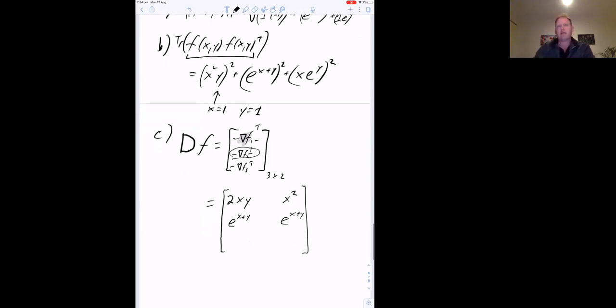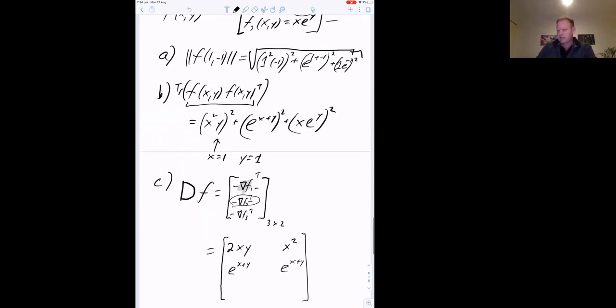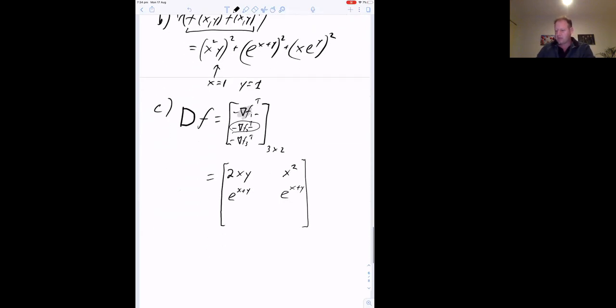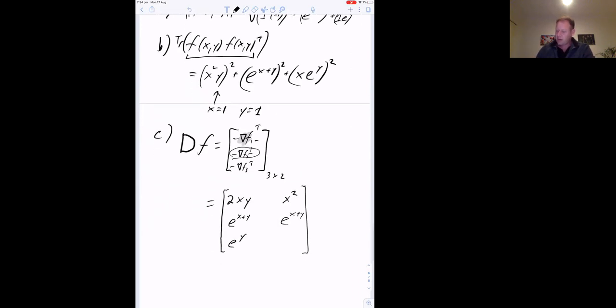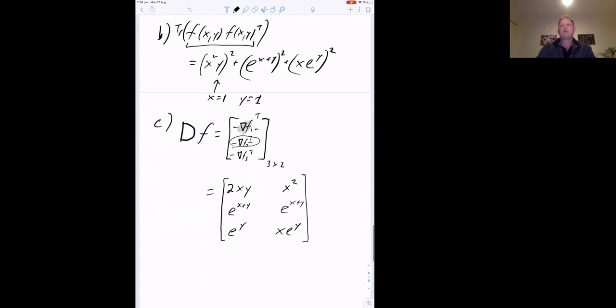I'll be helpful there where needed. I mean, that's not the key point. It's important, but it's not the key point. So the derivative of f3 with respect to x is e to the power y, and with respect to y it's x e to the power y. So there you go, that's the Jacobian matrix. That's what we were asked in question C. So I'll just write this. That's df for any x, y.